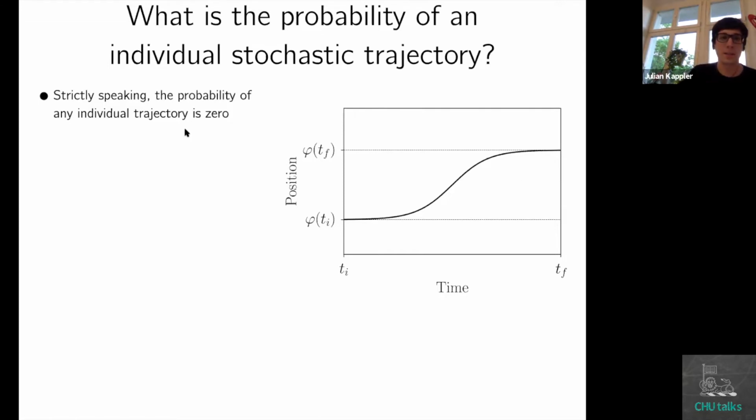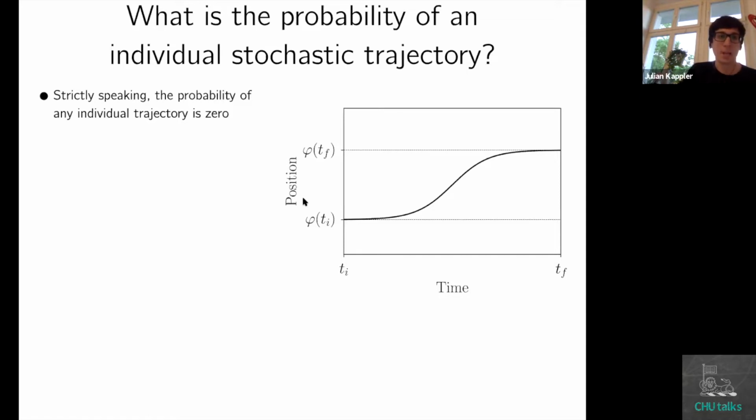And this is similar to the Gaussian distribution: if you ask what is the probability to observe this individual single trajectory, it's 0. Just like when you have a continuous probability distribution and you ask what is the probability to observe a single number, it's 0.